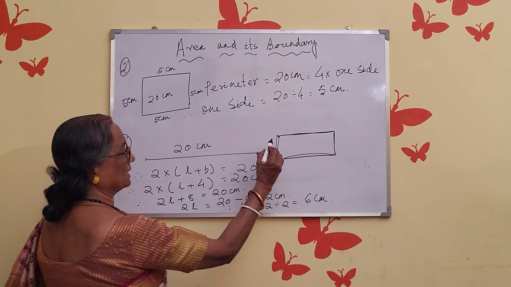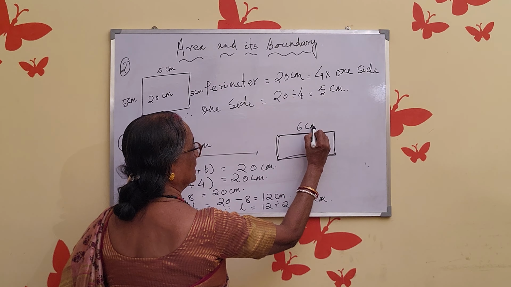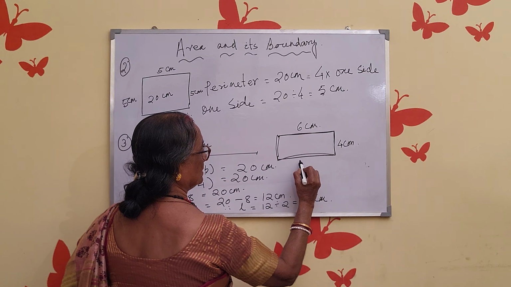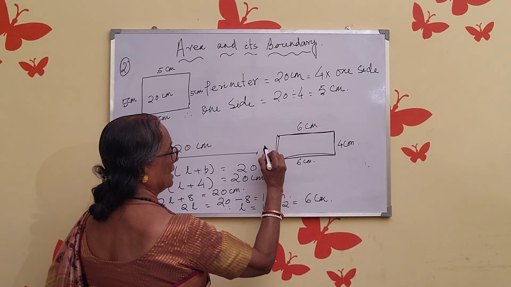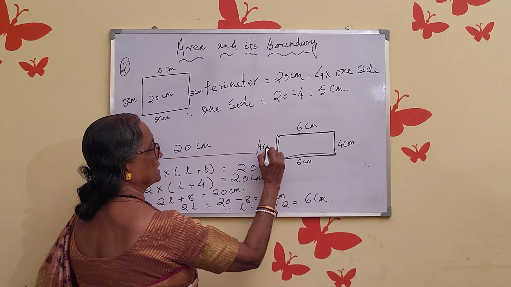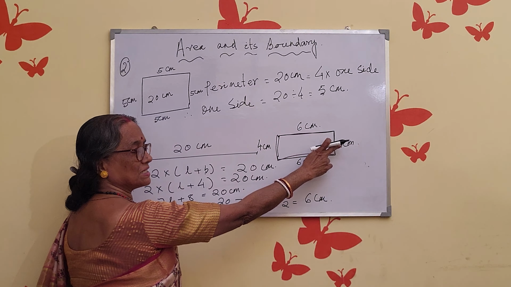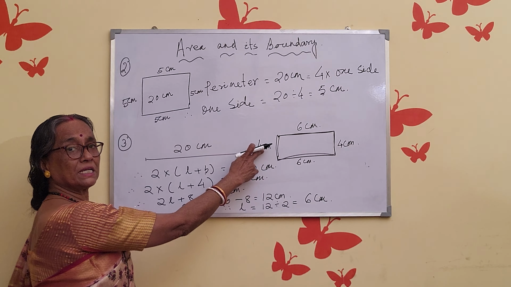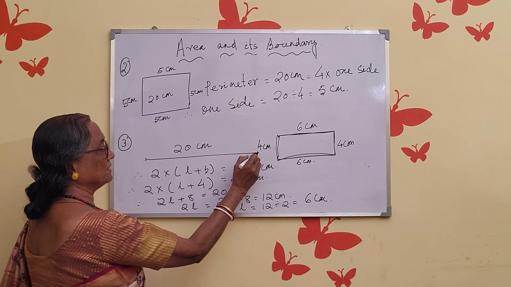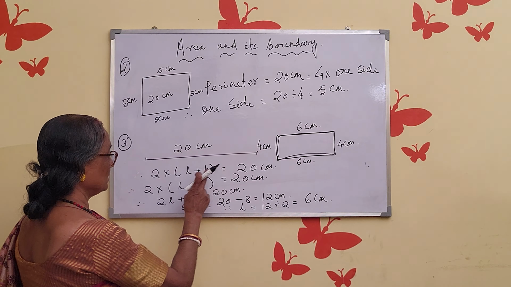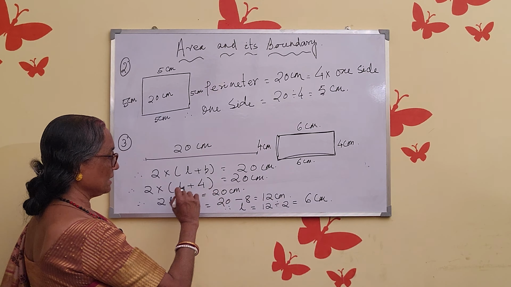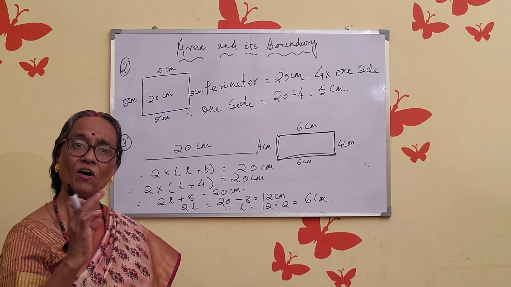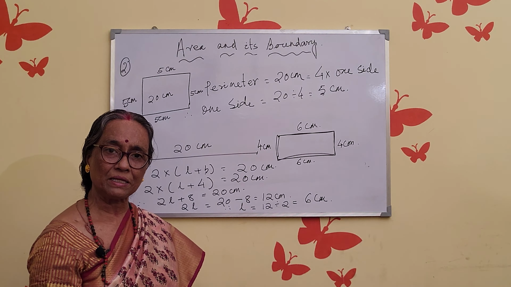Okay, therefore the length is 6 centimeter and breadth is 4 centimeter. This is 6 centimeter and this one is 4 centimeter. 4 plus 6 is 10, 10 plus 6 is 16, 16 plus 4 is 20, therefore perimeter is 20. Okay, in this way you have to find out the length or breadth or area or perimeter in this way.